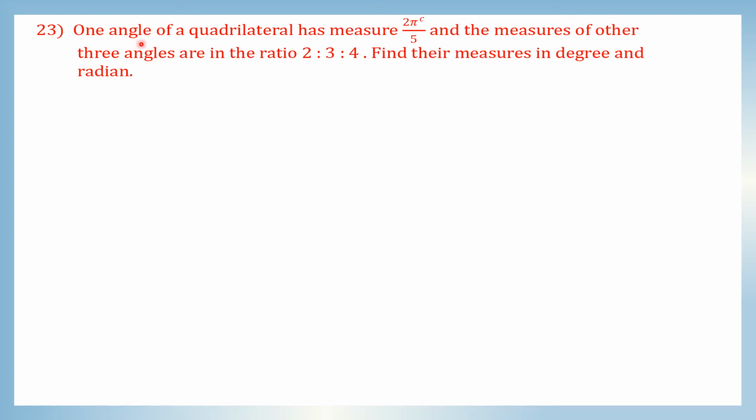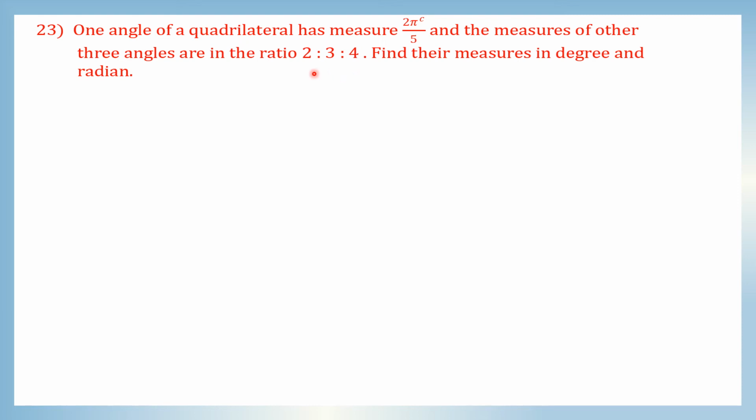Example number 23. One angle of a quadrilateral has measure 2 pi divided by 5 radian, and the measures of the other three angles are in the ratio 2:3:4. Find their measures in degrees and in radian. Here we are given one angle of the quadrilateral is 2 pi divided by 5 radian. Convert it into degrees. Also, the other three angles are in the ratio 2:3:4.